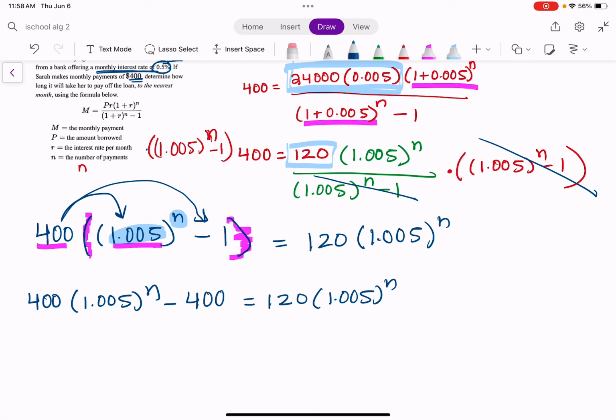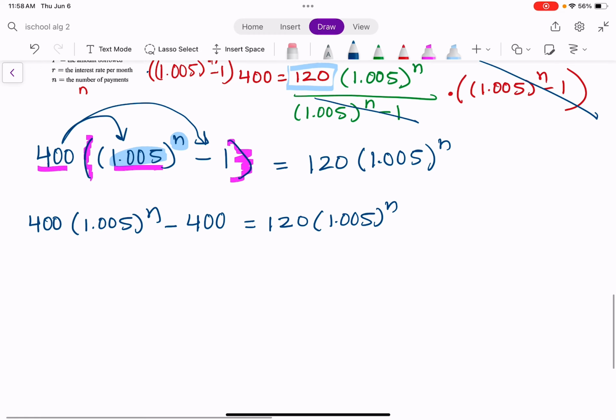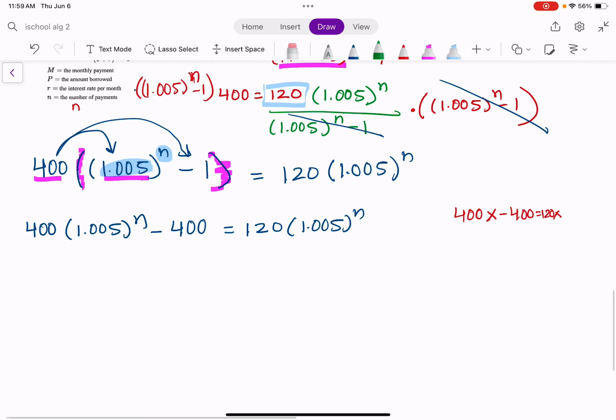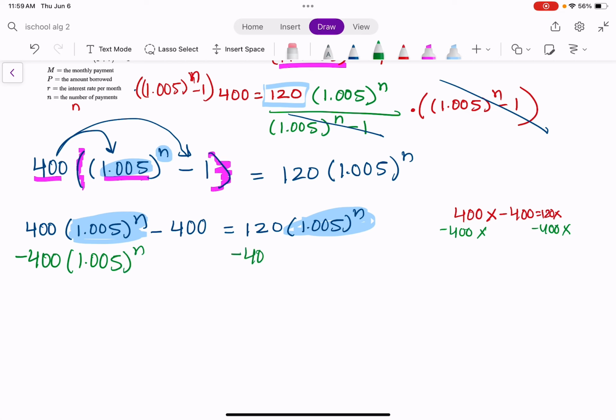Okay, so now this looks a little bit more doable. What I'm going to do now is combine like terms, right? Imagine if we had something like this, 400x minus 400 equals 120x. What you would do at this point is you would subtract 400x, right? Because we want to move all the x's to one side. Essentially, instead of x, I have this as my like terms. So I'm going to do exactly that. I'm going to subtract 400 times that on both sides.